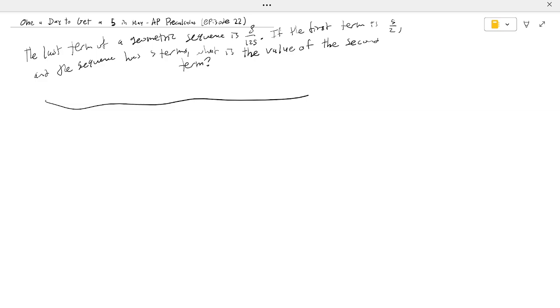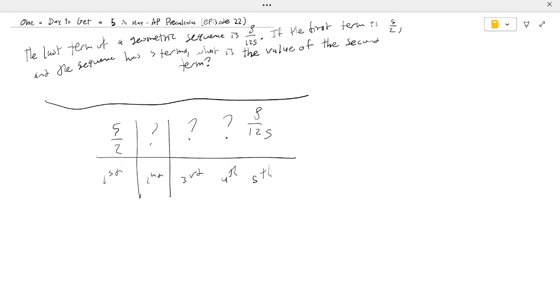Alright, assume that you've paused the video and tried the problem. Here is what our sequence will look like. 5/2, and then we don't know the next 3, and then we know our fifth one. We have 5 terms, right? Our fifth one, so our last one, is 8/125. So this is first, this is second, this is third, this is fourth, this is fifth.